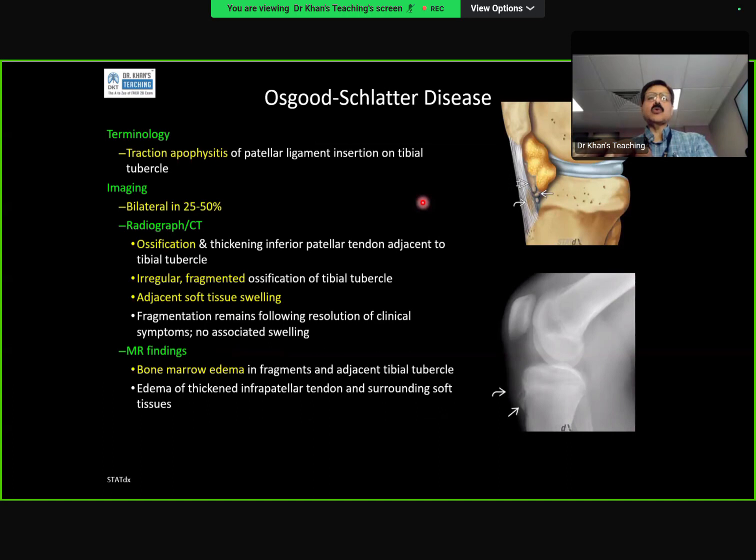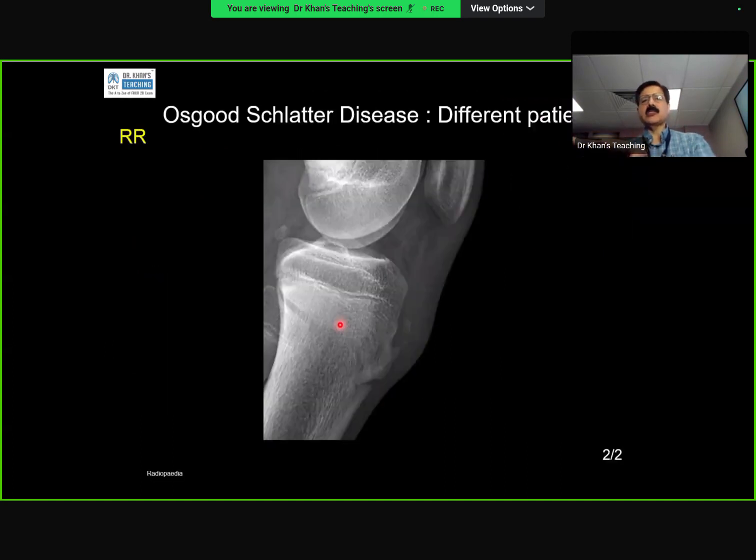Now, what is Osgood-Schlatter disease? Traction apophysitis of the patellar ligament insertion on the tibial tuberosity. Traction apophysitis. So, irregular, fragmented, and adjacent soft tissue swelling. Please remember, fragmented is a normal variant or can be a normal variant; when you see adjacent soft tissue swelling, then call it. And on MR, there will be bone marrow edema at this site.